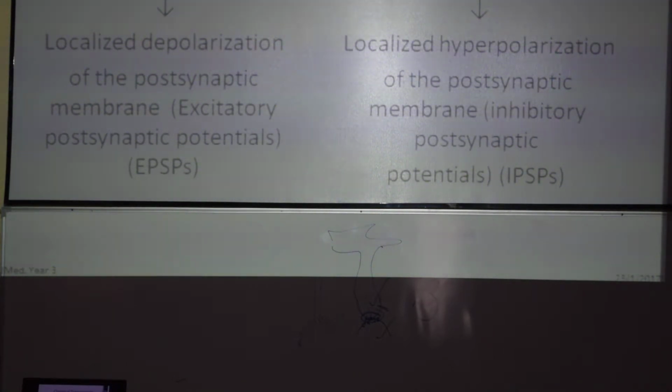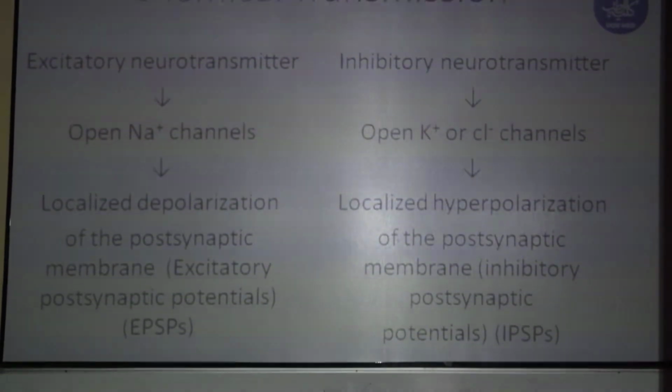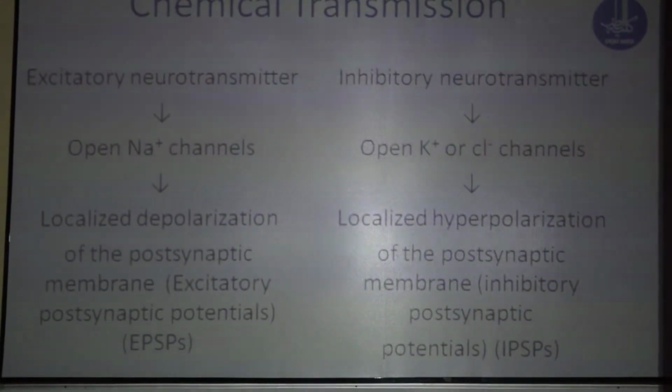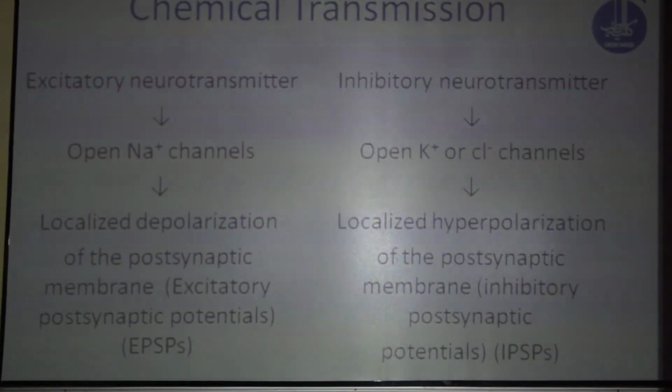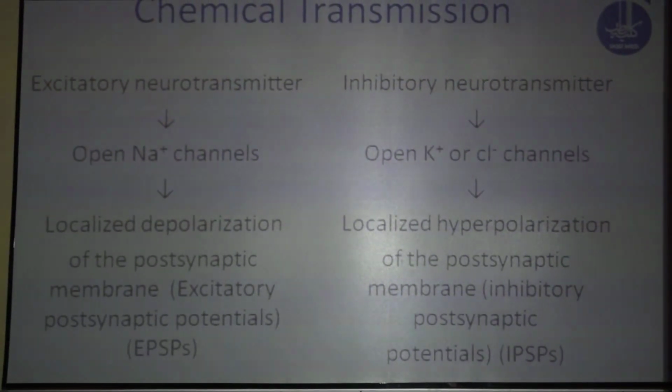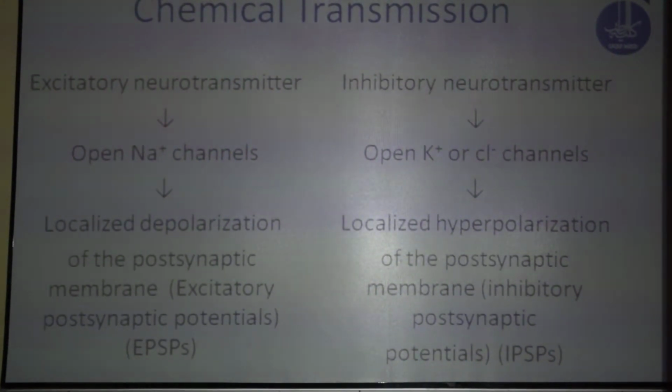Now, how does inhibition occur? For inhibition, either potassium should go out. If it goes out, the remaining will be chloride, negative. And you know when there are too many negatives in the cell, it is inhibition. If there are too many positives, it is excitation. The other way is the chloride channel. Chloride will go into the cell.